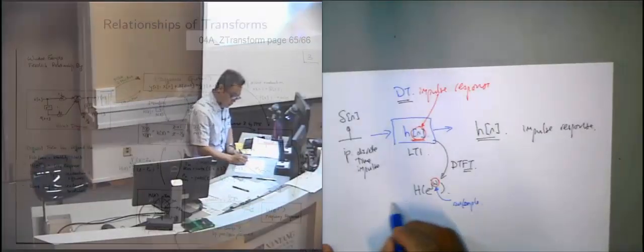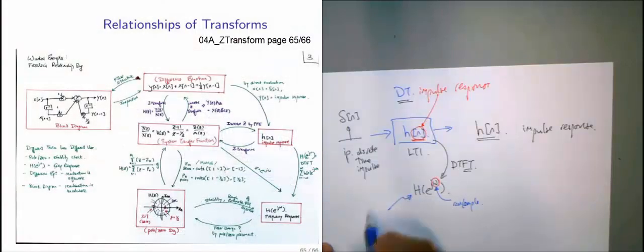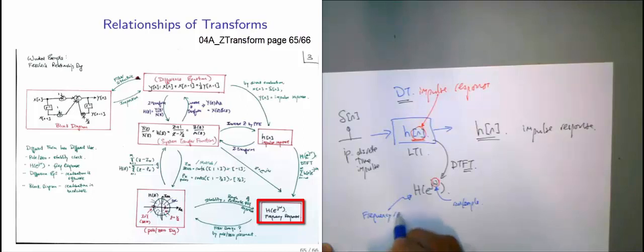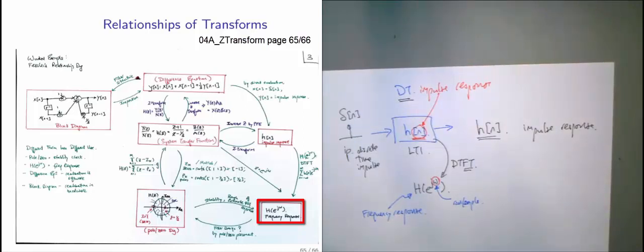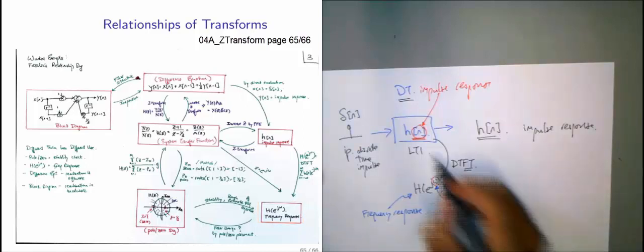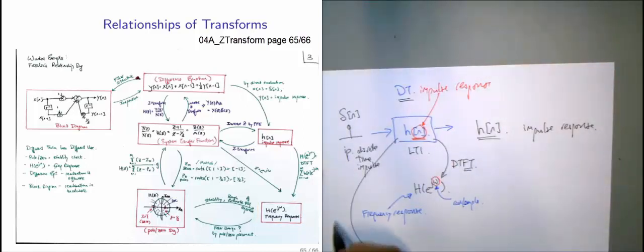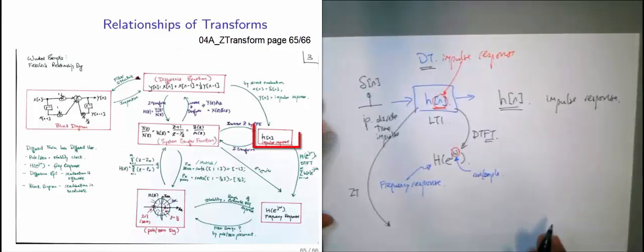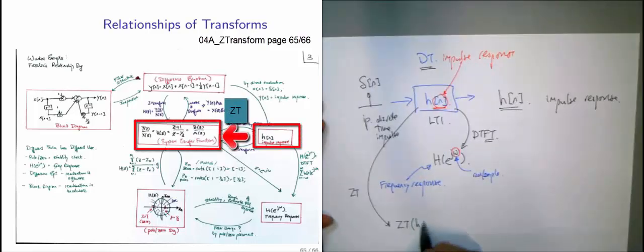Now, this has a name, and its name is the frequency response. Okay? And one more. If we perform the Z transform of h of n, we get H of z, and this is called the transfer function.